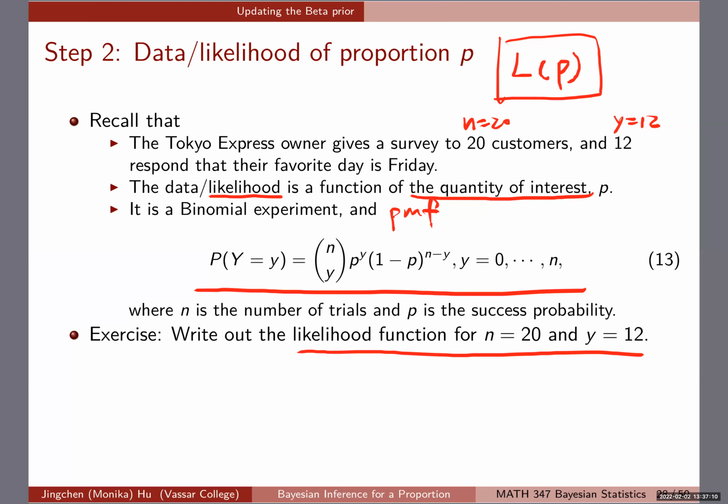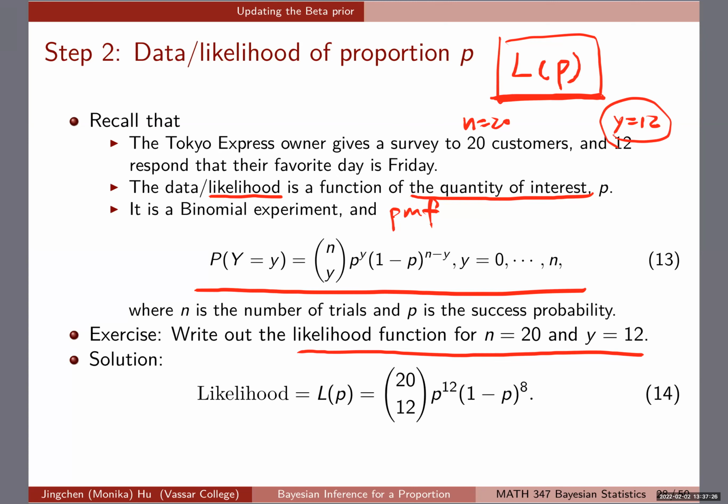All right, so we did this exercise before, so it should be overall straightforward. But at the end of the day, we try to write it in terms of a function of P, because once we know what Y is, the data is given, right? So Y is given, N is given. So it's going to be a function of P, which if we write it out, is L(P) equals 20 choose 12, that's the N choose Y part, and then P to the power of 12, and then 1 minus P to the power of 8. Okay, so it should be exactly the same as before.